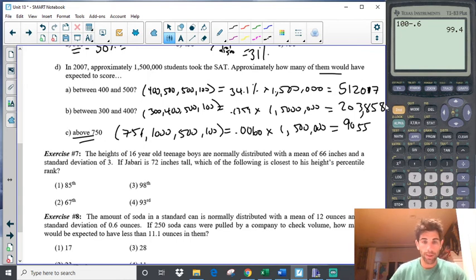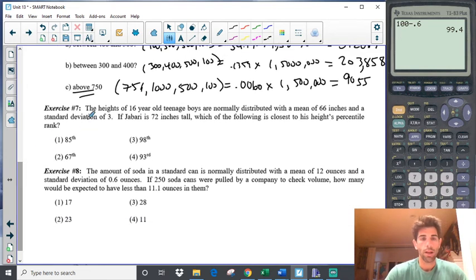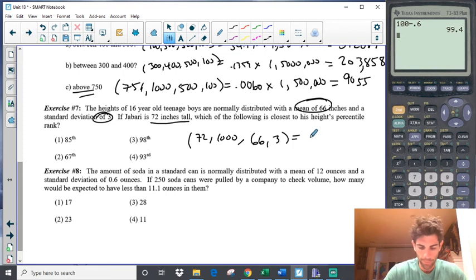Okay, here we go again. The heights of 16-year-old teenage boys are normally distributed with a mean of 66 and a standard deviation of 3. Jabari is 72 inches tall. Which of the following is the closest to his height percentile? So, if he is 72, then I'm going up to infinity, because he's going to be above the mean. Then I'm going to be using the mean, which is 66, your standard deviation, which is 3, and I am going to be getting 0.02.